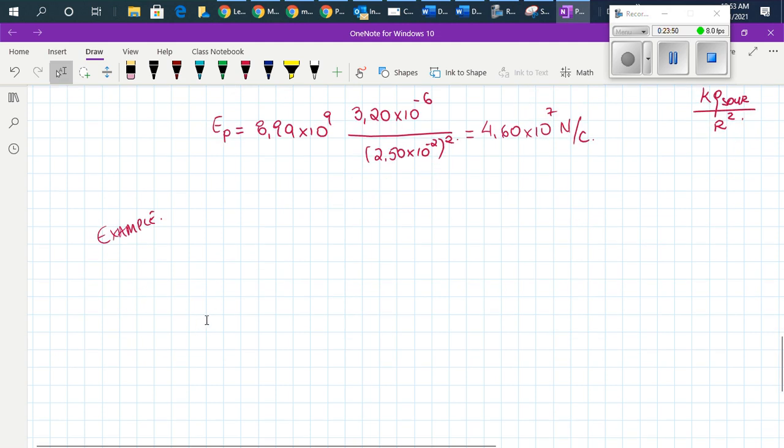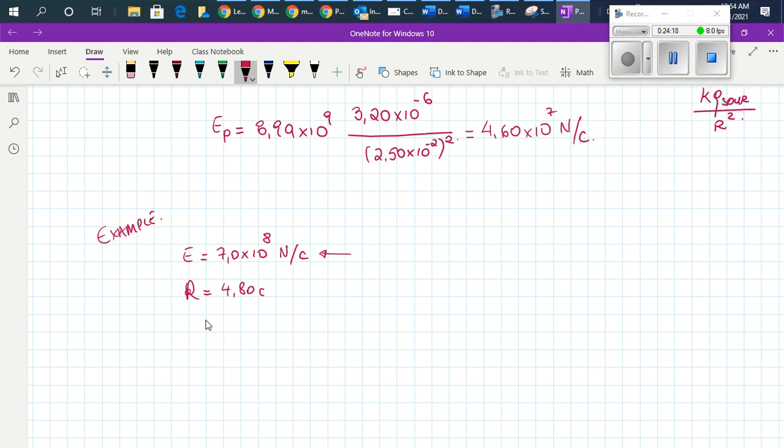So if an electric field strength is 7.0 times 10 to the power of 8 newtons per coulomb, and it is toward the point charge, at a distance that is 4.80 centimeters from the center of the charge, what is the magnitude and the sign of the source?